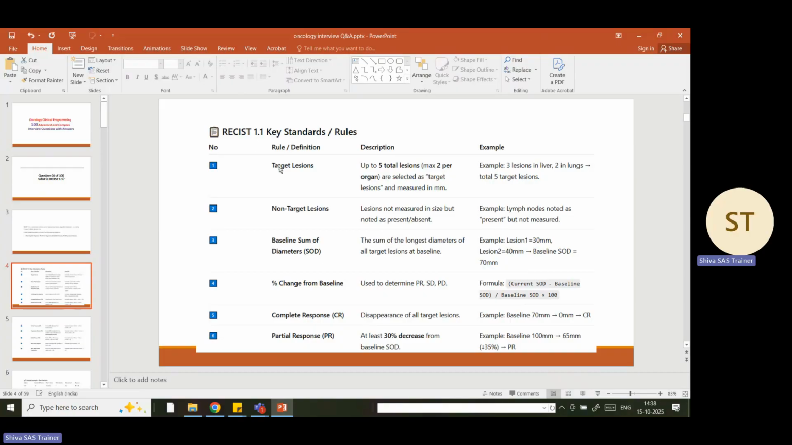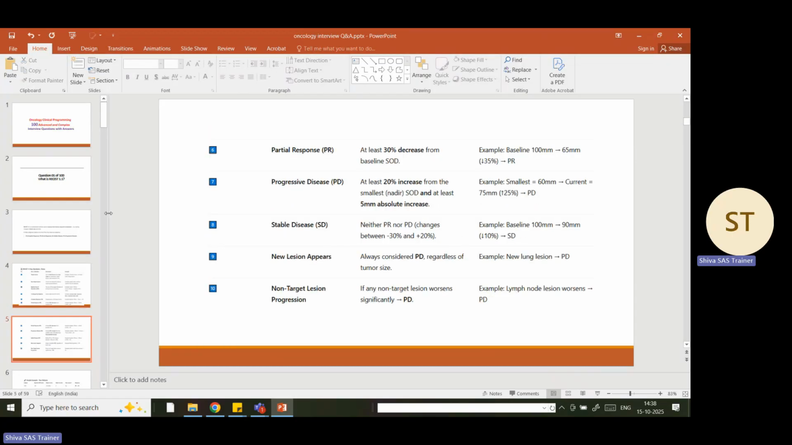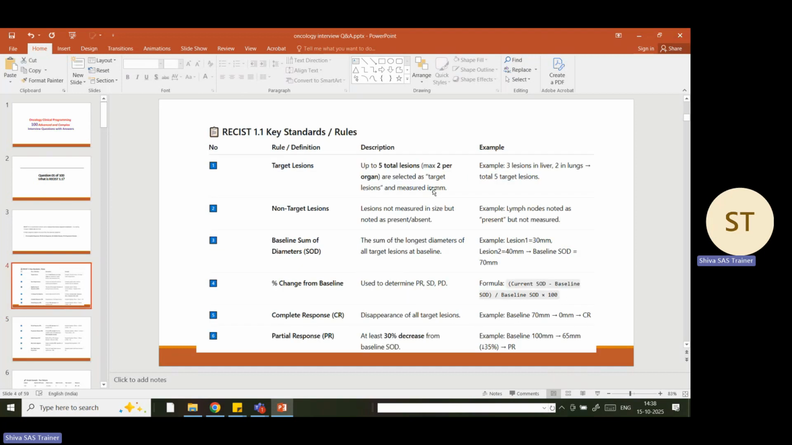As per RECIST 1.1, the target lesions should be 5. We have to identify at least 5 lesions in total, with a maximum of 2 per organ. That means from one organ you are not going to take more than 2. For example, if you find some tumors in the liver, you can take two tumors from the liver, and from some other organ you select one, like that, total 5 target lesions we can take. Okay, this is one rule. For example, 3 lesions in liver, 2 in lung, total 5 target lesions.